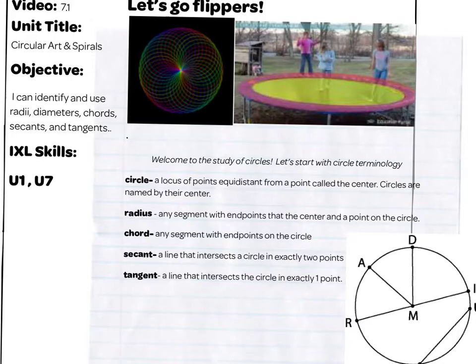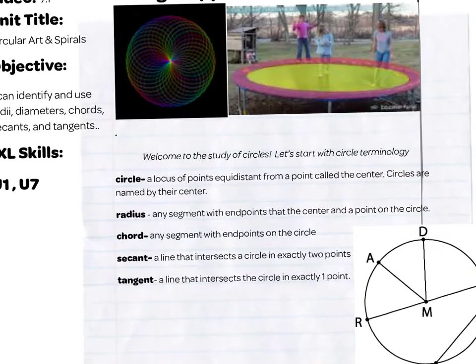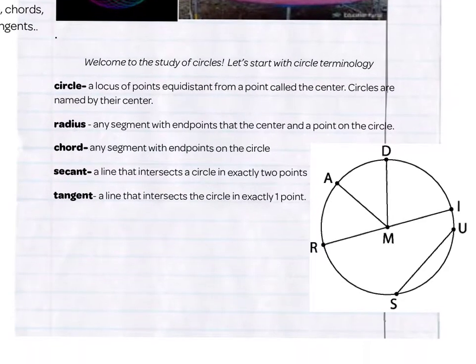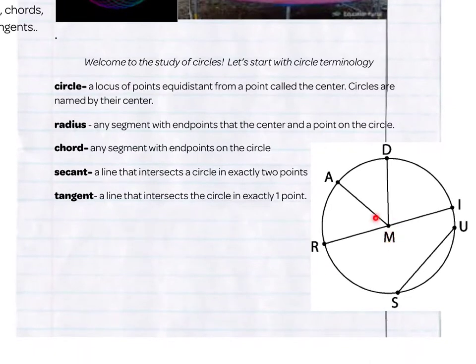So the first circle word that we need to understand is, hey, what a circle actually is. So a circle is, and you're writing this as a definition, a circle is a locus of points equidistant from a point called the center. And circles are named by their center. So if I were to think about a circle, and here's a circle over here, the center of this circle is actually M. See it right there, it's M. So this circle is going to be named circle M. And we actually do this. We'd make a circle, put a little dot in it, and then we put M.